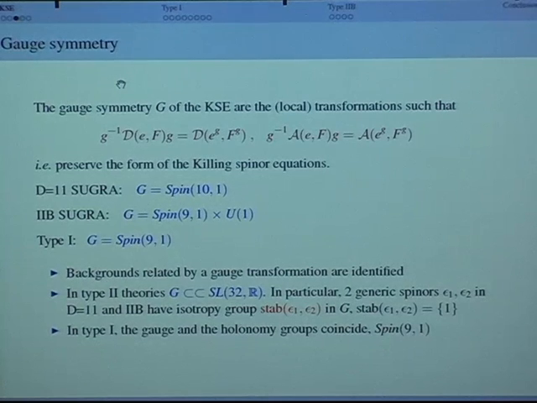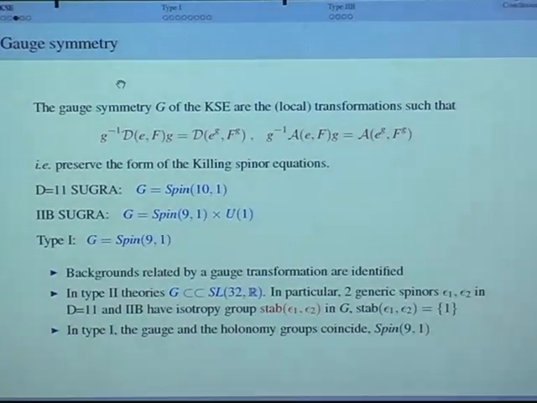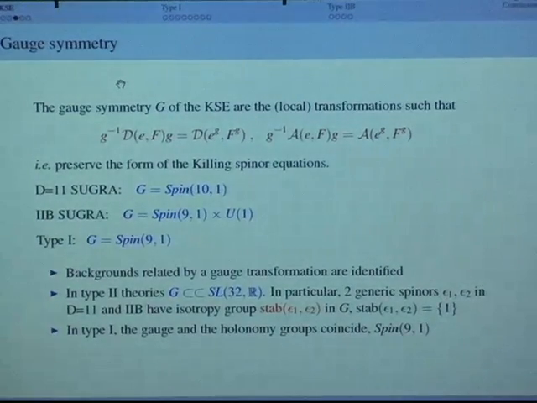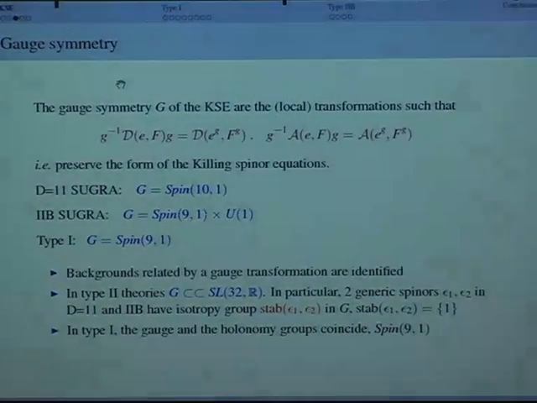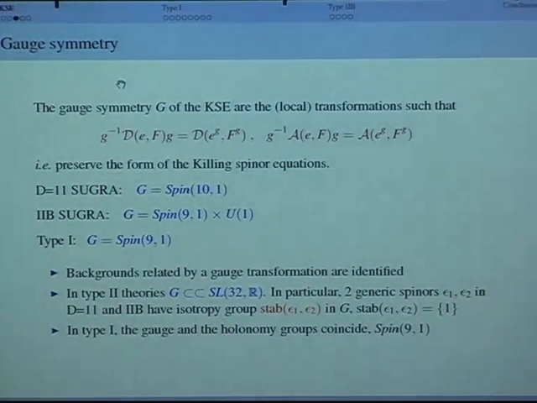And so there are many more geometric types that can occur for a given number of Killing spinors. To give you an indication how small the gauge groups are, if you have, let's say, two spinors, epsilon 1 and epsilon 2, they have a non-trivial isotropy group inside SL(32,R), but inside the gauge group, in fact, the isotropy group is 1. Of course, in type 1 supergravity, the thing is much simpler. The gauge group and the holonomy group coincide, and this is actually a great simplification.